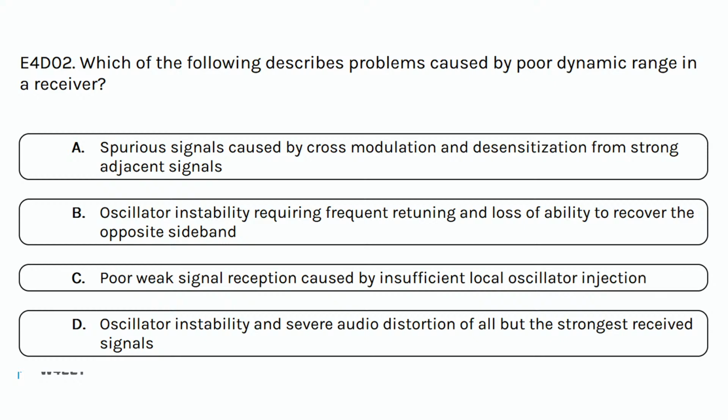But let's look at some of the others. So oscillator instability and severe audio distortion, we didn't talk anything about that. Poor weak signal reception caused by insufficient local oscillator injection. No, we didn't talk anything about that. That's not true. Oscillator instability requiring frequent retuning and loss of ability. We didn't talk about that. So it's spurious signals caused by cross-modulation and desensing from strong adjacent signals. That's all a factor with a radio that has poor dynamic range.